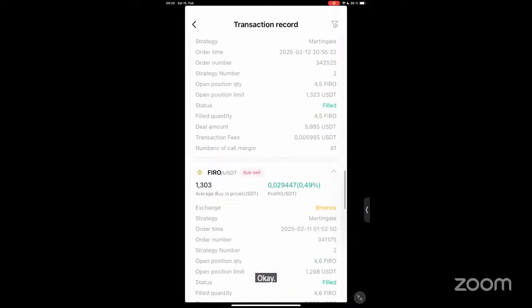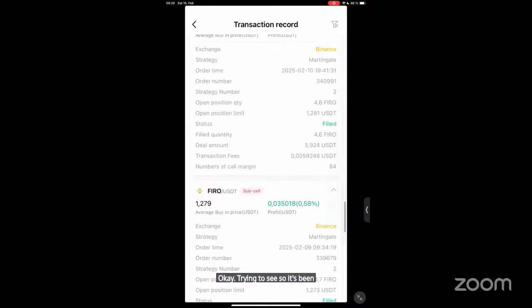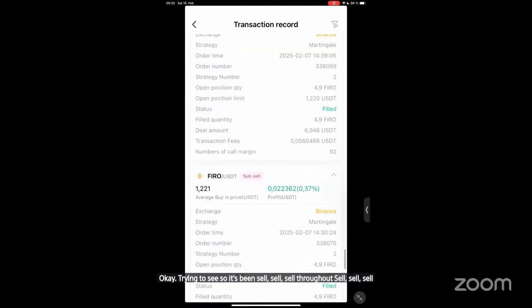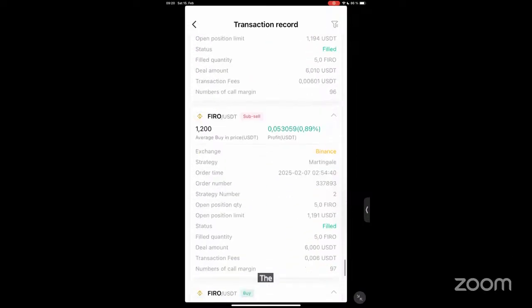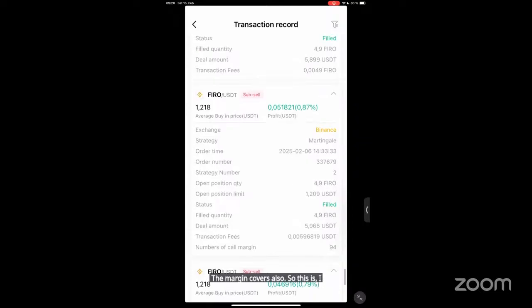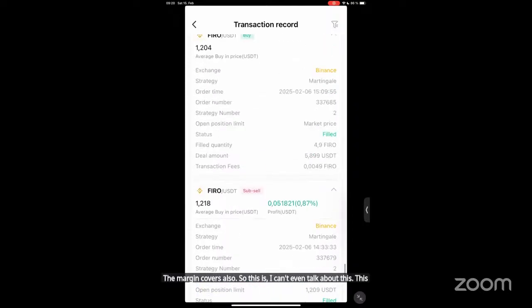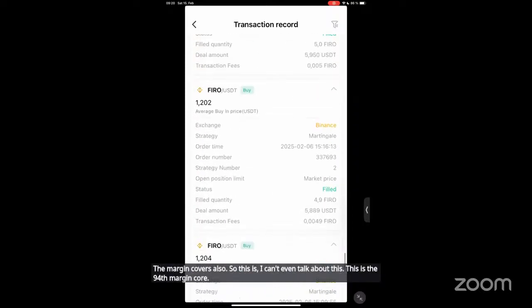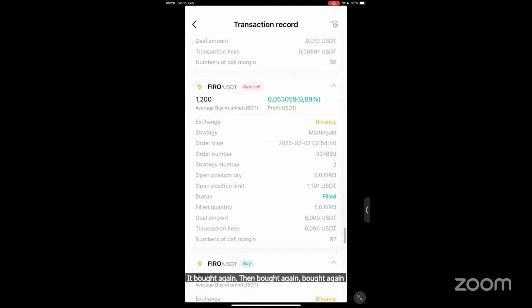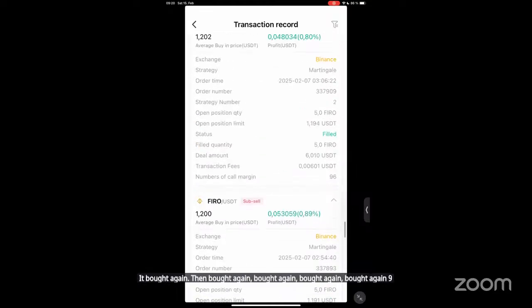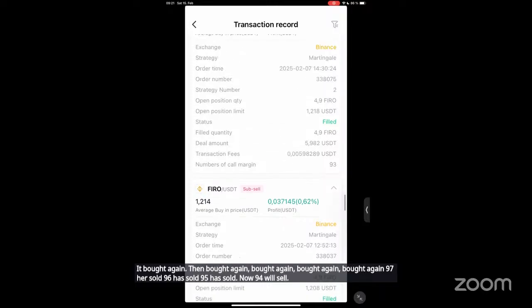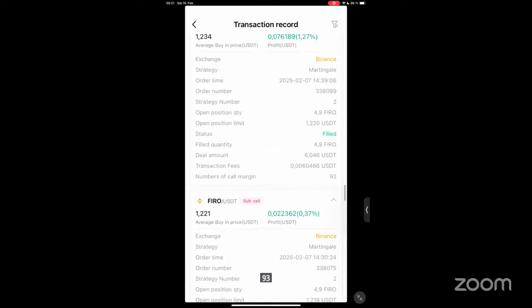Trying to see. So it's been sell, sell, sell throughout. The margin call was off. This is the 94th margin call. It bought again, then bought again, bought again. 97 has sold, 96 has sold, 95 has sold, now 94 will sell. 93 sold, 92 sold. Where am I seeing this?